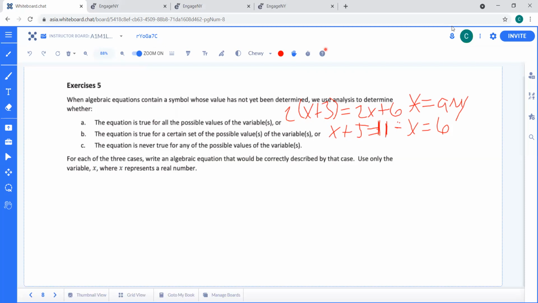Okay. Now, for C, what about when it's never true? Okay, here's a fun one. X squared is equal to -1. There's nothing that we can plug in for x and it equal -1. Because if we plug in a negative number, that's going to be positive. -3 times -3 is a +9. If we plug in a +3, 3 times 3 is +9. So we can never have a -1 here.